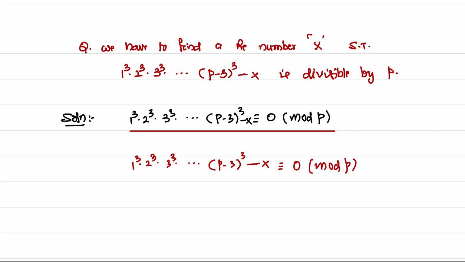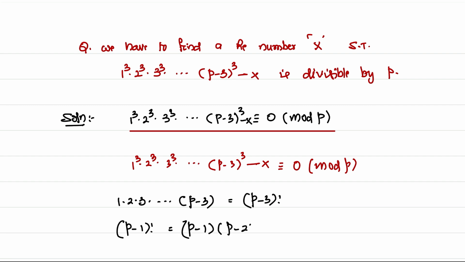Then, how do we write? We'll break it. 1 into 2 into 3 up to p minus 3. Is it p minus 3 factorial? Then, what will p minus 1 factorial be? P minus 1 into p minus 2 into p minus 3 factorial.